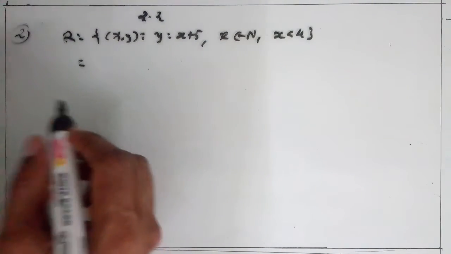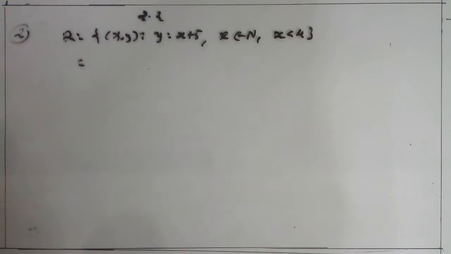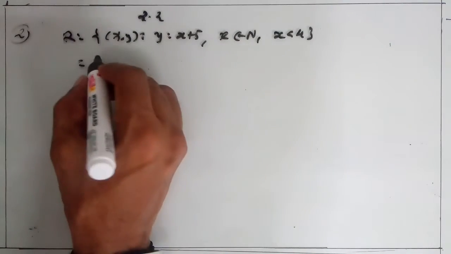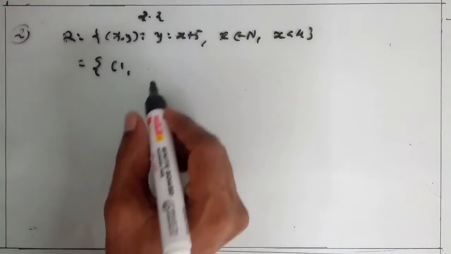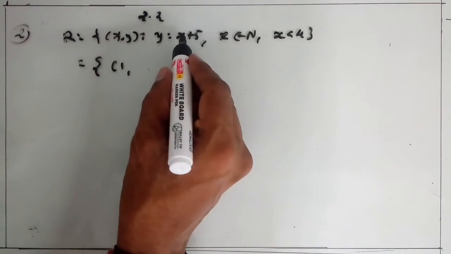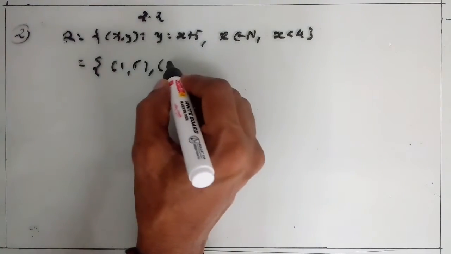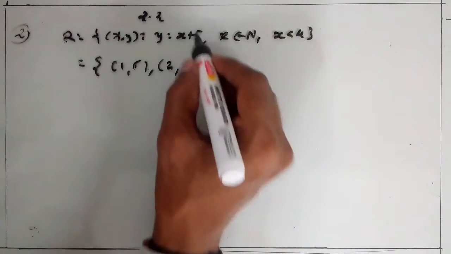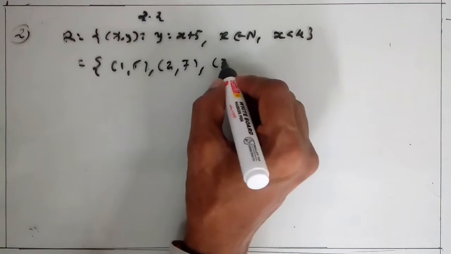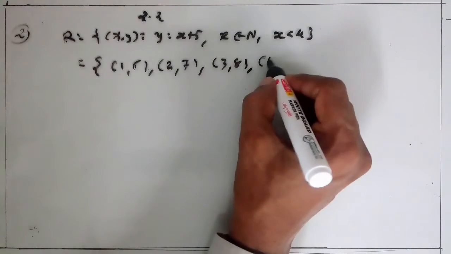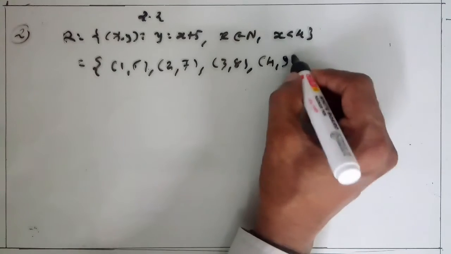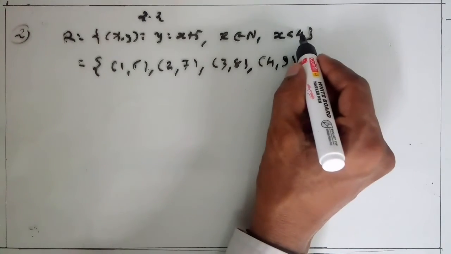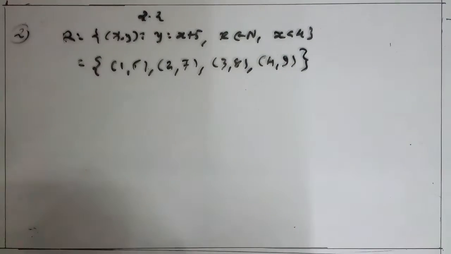In roster form, remember this here. If we take a first element x, then the second element becomes 5 more than x. So if we take the first element 1, then the second element becomes 1 plus 5, 6. If we take 2, then 2 plus 5, 7. 3, then 8. 4, then 9. Here the value of x is less than 4 given. Clear? So relation R becomes {(1, 6), (2, 7), (3, 8), (4, 9)}.